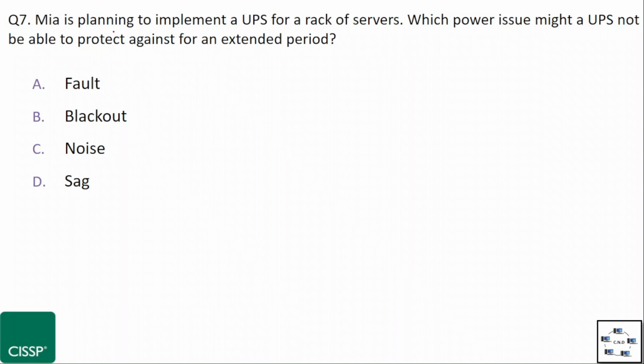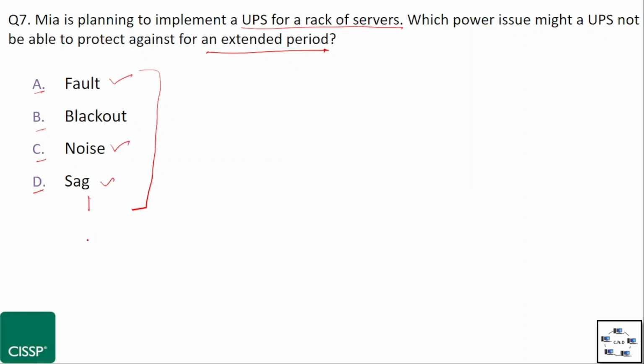Question number 7. Mia is planning to implement a UPS for a rack of servers. Which power issue might a UPS not be able to protect against for an extended period? And the options are: option A, fault. These are different types of power issues. Option A is fault, option B is blackout, option C is noise, and option D is sag. So UPS is basically used for short-term power issues such as fault, noise, and sag.